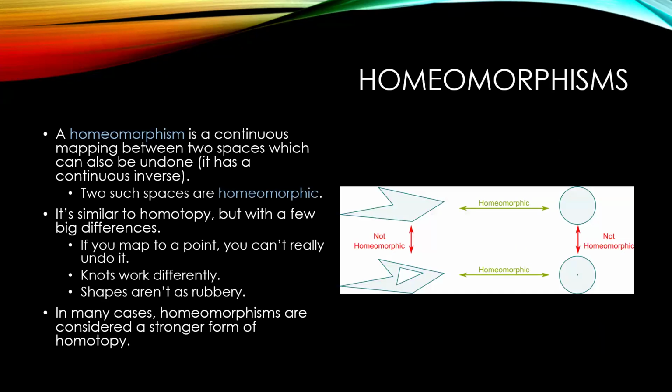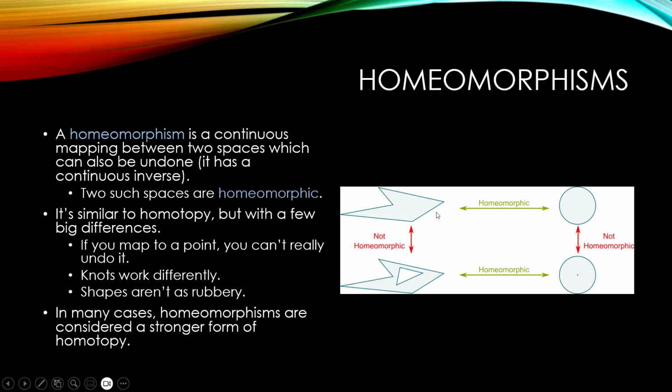Our other form of topological equivalence is homeomorphisms. Homeomorphisms work a little bit differently than homotopy. A homeomorphism is a continuous mapping between two spaces, which can also be undone. And so it has some inverse.